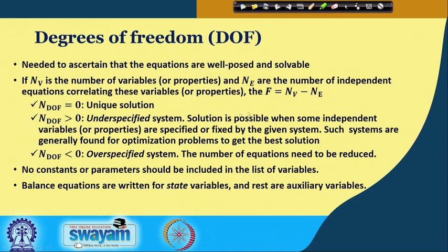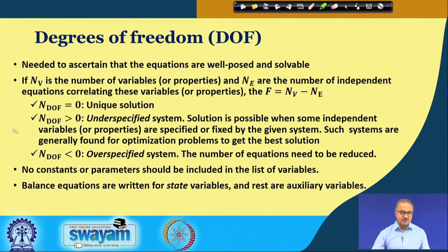This we know already. And there could be many situations. The total number of degrees of freedom may be 0, which gives us a unique solution, and if the total number of degrees of freedom is more than 0, then it will be under specified. More than 0 means we have more variables than equations. Okay, so in that case we shall not be able to solve for all the variables.